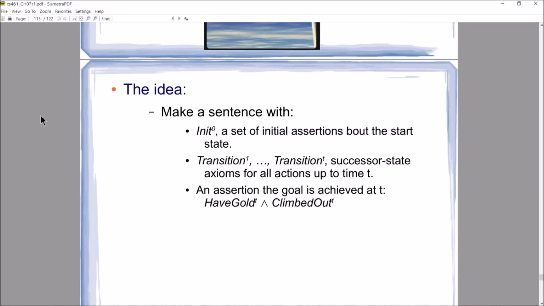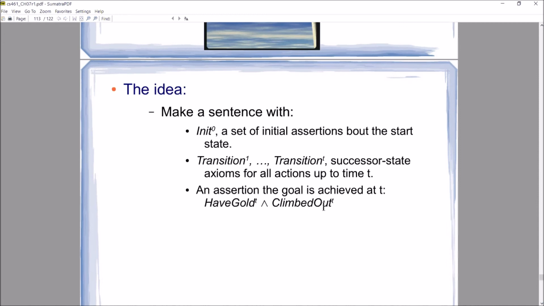And then you have to add to that all of the successor state axioms for all of the actions at each turn, up to each turn, each second, each time slice up to a particular time t. And then you have to add an assertion that the goal, we hit it. We got the goal. And here's an example of that: we've got gold at time t and we climbed out at time t, that's the goal.